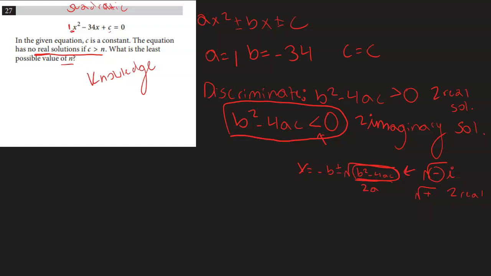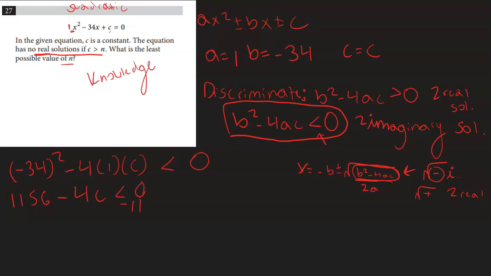Behind the discriminant function. And if you need help further understanding that or memorizing it, that's where it's being pulled from. And so let's take this over here. We're given b, and b is negative 34 squared minus 4ac is less than 0. So 34 squared would be 1,156 minus 4c, less than 0.